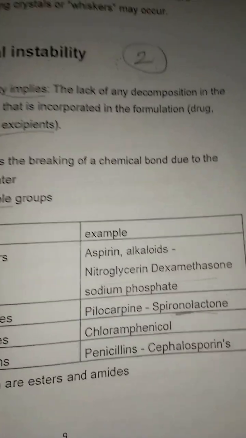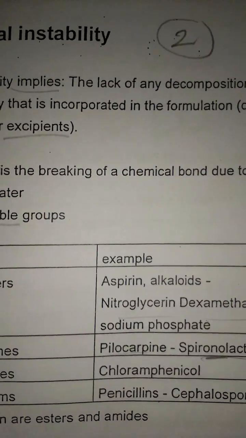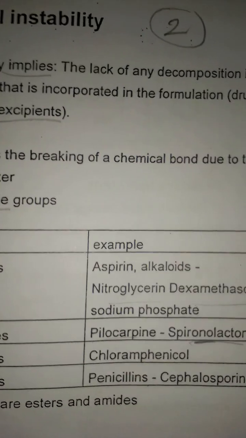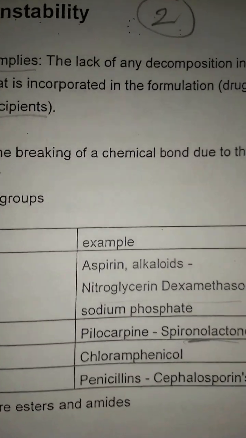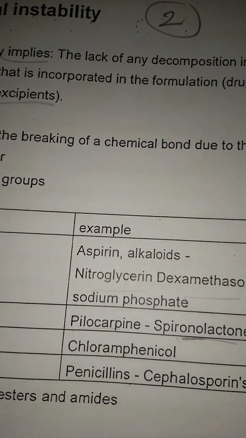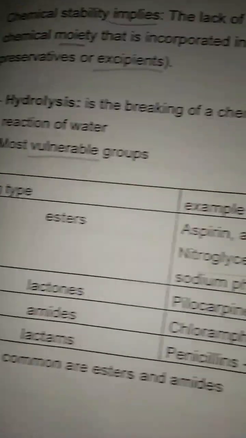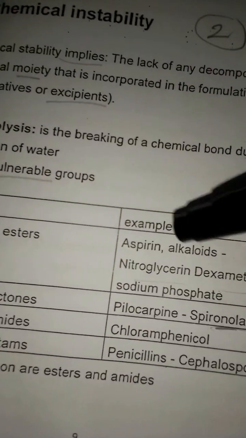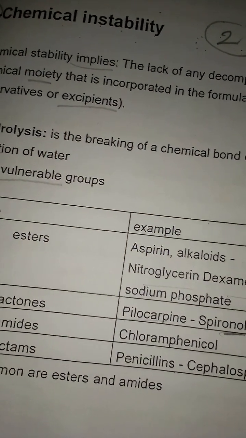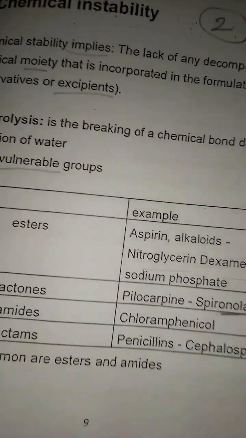Chemical instability. Chemical instability implies the lack of any decomposition in the chemical moiety that is incorporated in the formulation drug, preservatives, or excipients. Hydrolysis is the breaking of a chemical bond due to the reaction of water. Most vulnerable groups, for instance, drug type examples. Esters, example, aspirin, alkaloids, nitroglycerin, dexamethasone sodium phosphate.